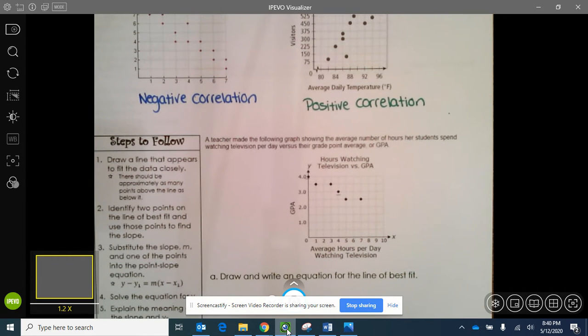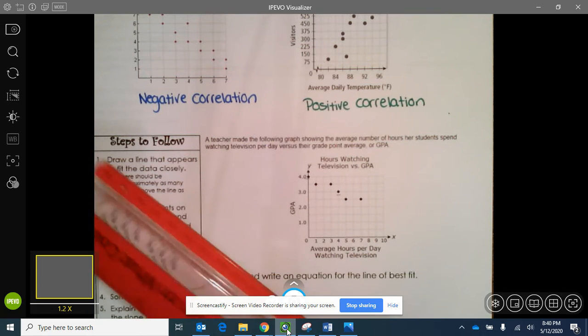Now, drawing a line of best fit is not an exact science. So you want to try to do your best to try to get as many data values on the line. For those that aren't on the line, you want them to be as close to the line as possible. And if you can, try to get an equal number of data values above and below the line.